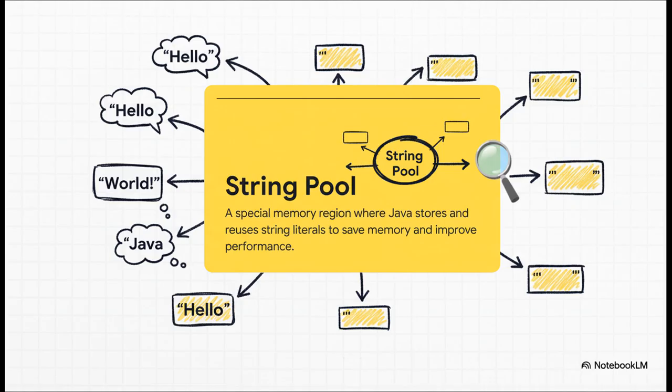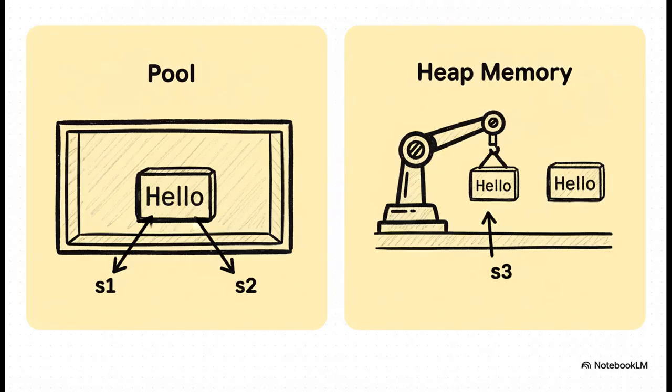Whenever Java sees a string literal, just text in quotes, it checks the pool first. If that string, say hello, is already in there, Java doesn't create a new one. It just says, hey, I already have one of those, and points your new variable to the existing one. It's all about efficiency. And this is how it all maps back to our code.